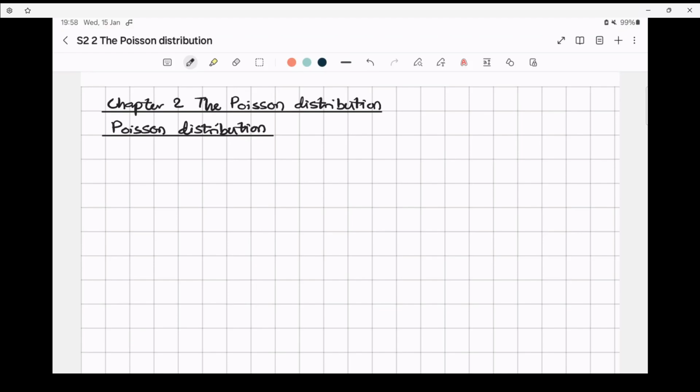Hi, welcome back. So today we will go into the second chapter of S2, which is on the Poisson distribution.